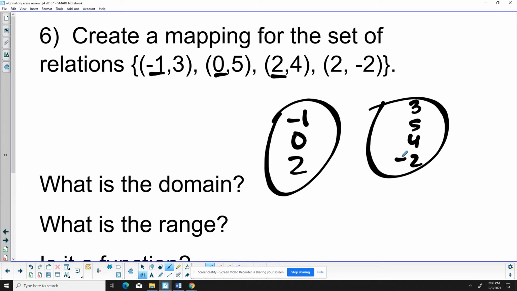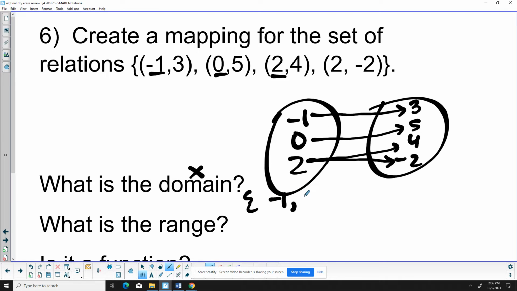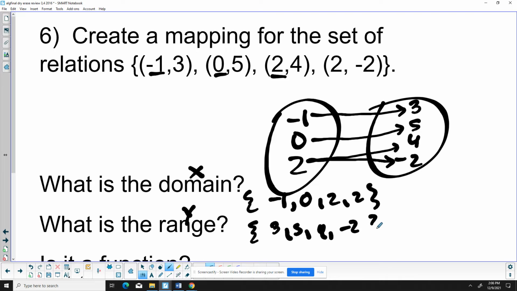And then arrows connect to show what the ordered pairs are. So -1, 3; 0, 5; 2, 4; and 2, -2. So that's what my mapping looks like. These are my x's and these are my y's. They're also my domain, because domain and x are the same thing. So when I write the domain, I put -1, 0, 2, and 2. And my range is my y's, so that's 3, 5, 4, and -2.